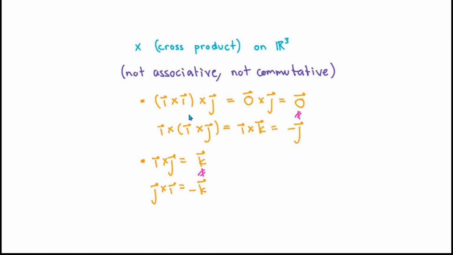But if you move the parentheses over and first compute i cross j, then in the second component here you get the k vector. And when you compute i cross k, you get the negative of the j vector, which is not the same as the 0 vector. That shows that the cross product is not associative. Here's an example to show that it's not commutative. If you compute i cross j, you get k. But if you compute j cross i, you get -k. Therefore, the cross product is also not commutative.